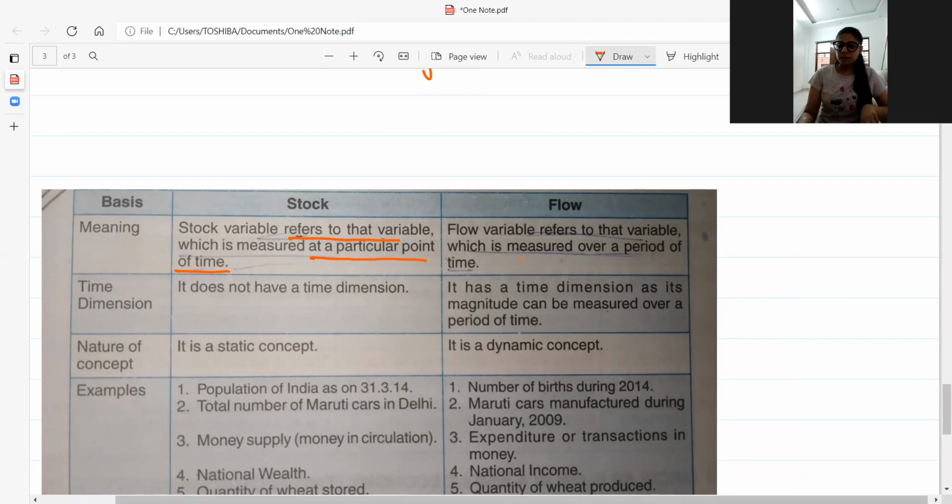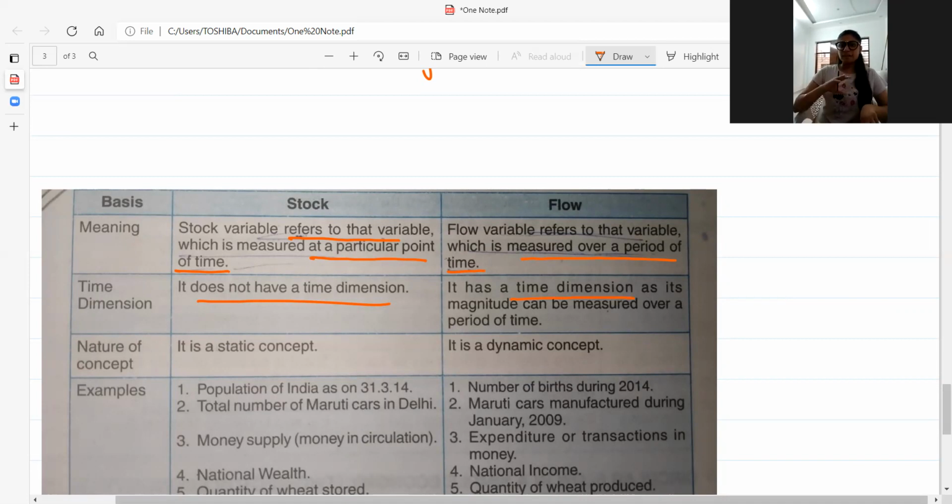Flow variable is measured over a period of time. That is how much water is flowing into the tank, how much production has taken place over the month. This is a flow variable. We do not have a time dimension in stock variable. But in flow, we have a time dimension, as its magnitude can be measured over a period of time.